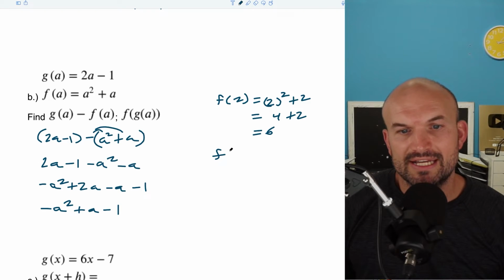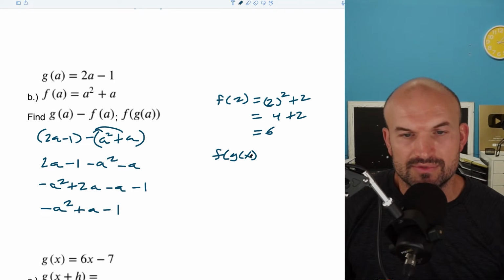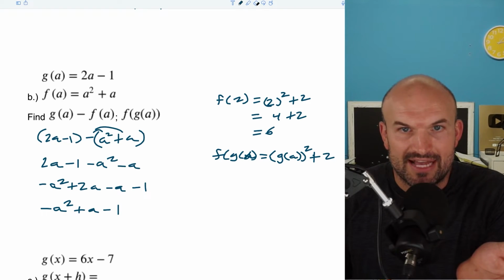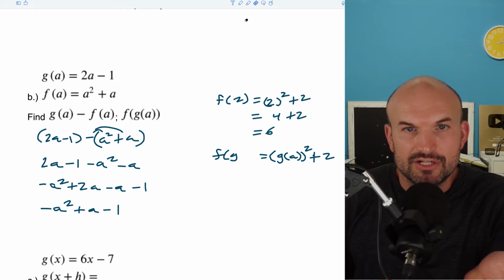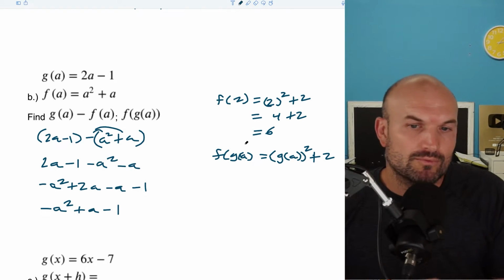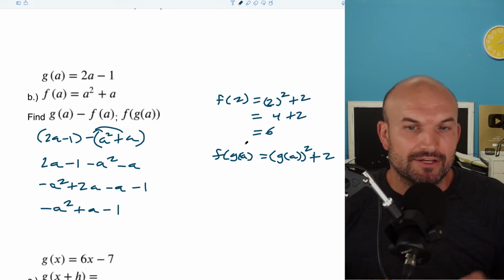So if I said, what is f of g of a? Well, I'm sorry, g of a, not g of x. Then what would you do? Well, you'd say, I'm just going to do f of g of a, quantity squared plus 2. Whatever your input value is, that's simply what you plug into your function. It doesn't make any difference what you're putting in as your input value.